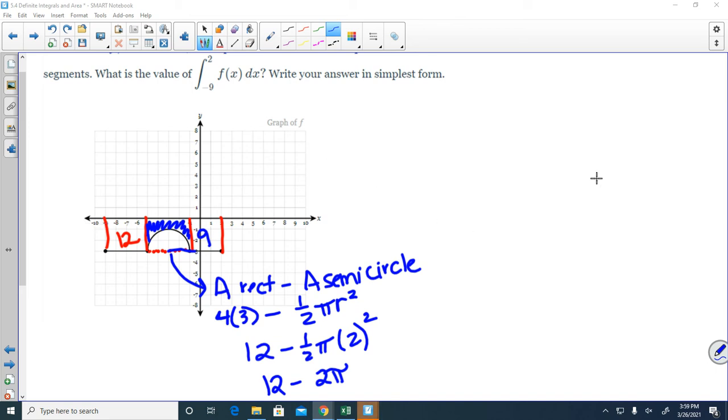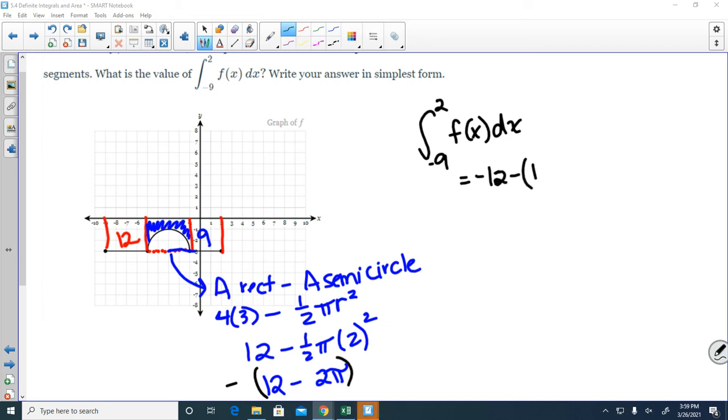So then I go and add all these up to find the definite integral from -9 to 2 of f of x dx equals, just remember to treat all these areas as negative. -12 plus, now I have this whole thing needs to be negative. So minus 12 minus 2 pi, and then plus -9. So it'd be -12 minus 12 plus 2 pi minus 9. Looks like it all simplifies to 2 pi minus 9.